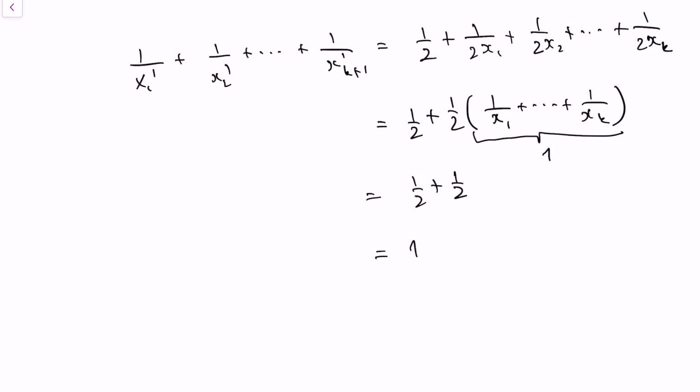So we have proved by induction that we can always find distinct positive integers such that the summation of these reciprocals will add to 1, right?